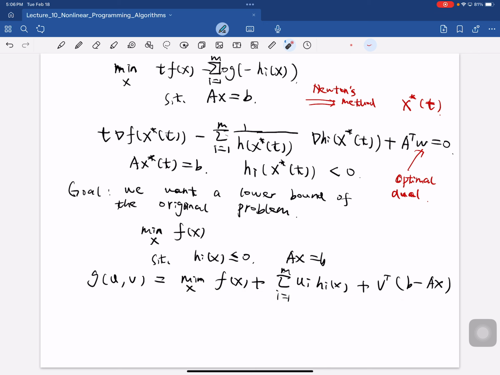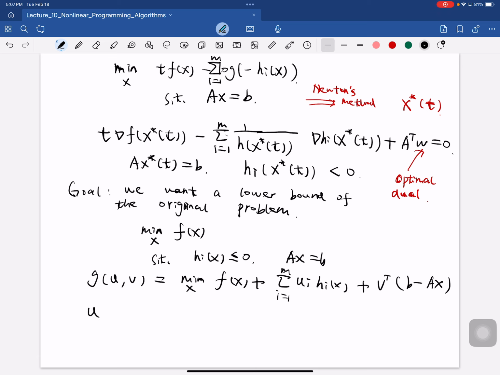Right? Okay. So now the way this proof works is it will show for a particular Lagrangian multiplier, you can show that this x star minimizes this problem. Right? So if you can show that this x star of the log barrier problem is a minimizer of some Lagrangian, then you got a lower bound. Right? Then now the idea is which u and v does x star minimize.